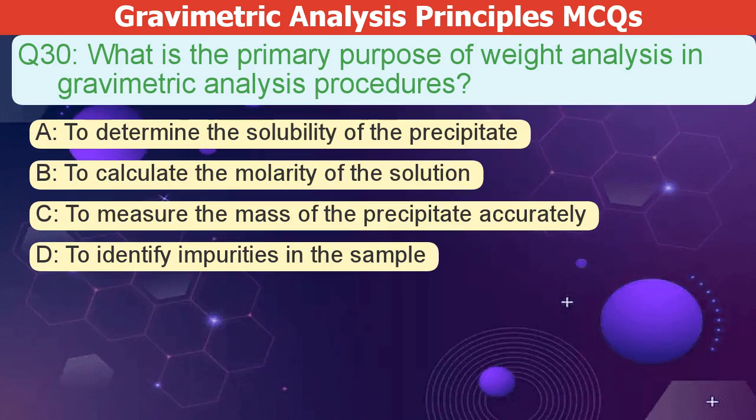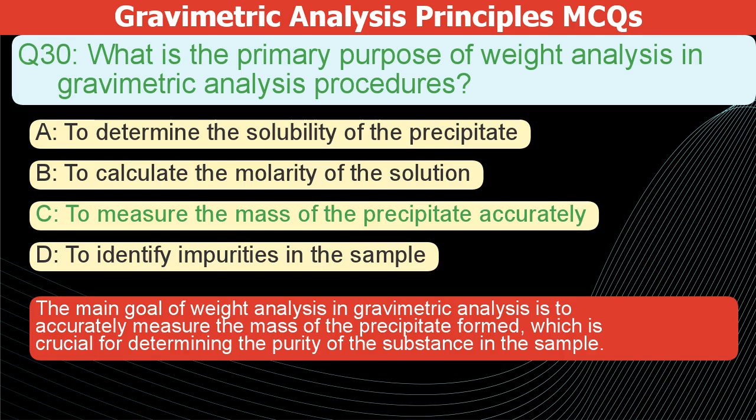What is the primary purpose of weight analysis in gravimetric analysis procedures? A. To determine the solubility of the precipitate. B. To calculate the molarity of the solution. C. To measure the mass of the precipitate accurately. D. To identify impurities in the sample. The correct answer is C. The main goal of weight analysis in gravimetric analysis is to accurately measure the mass of the precipitate formed, which is crucial for determining the purity of the substance in the sample.